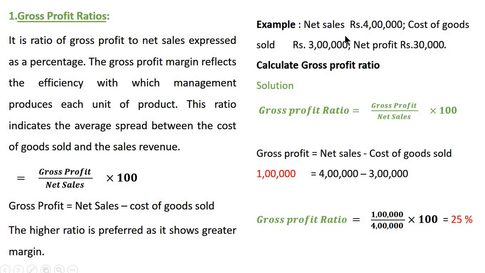The net sales figure of 4 lakh rupees is given, and the cost of goods sold of 3 lakh rupees is given. When the cost of goods sold, 3 lakh, is deducted from the net sales of 4 lakh rupees, the gross profit is 1 lakh rupees. This gross profit of 1 lakh is divided by the net sales of 4 lakh rupees and multiplied by 100. The answer is 25%. The 25% gross profit ratio indicates that for every 100 rupees of sales of the firm, 25% is the gross profit.